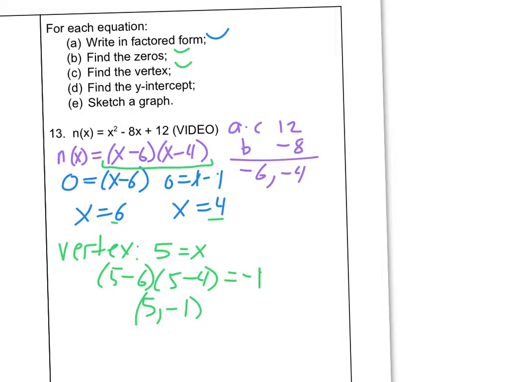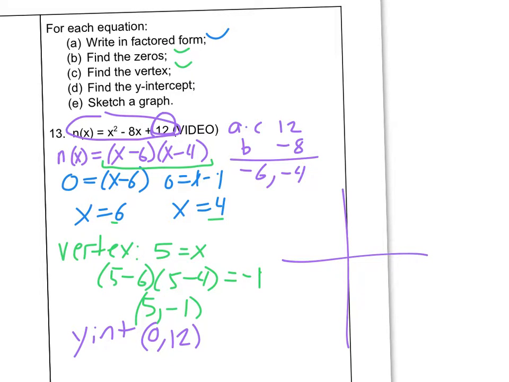The y-intercept, we like using the original because it just ends up being that last number. Because when you plug in 0 for x, the first two parts go away. So the y-int would be at 0, 12. And then sketching a graph of this, we've got 4, we've got 6, we've got 5, negative 1, and we've got 12. Some kind of a nice parabola-shaped object. We'll complete that.